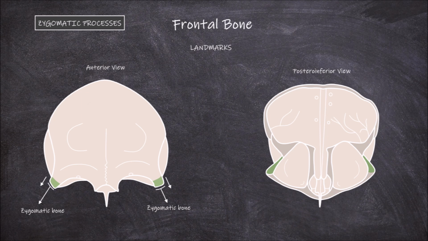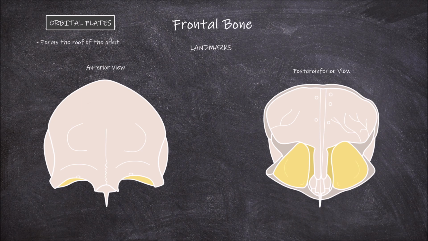The final regions of this bone are the two orbital plates. The orbital plates form the roof of the orbit. The orbital plates have two surfaces. The first of these surfaces is the orbital surface. This surface is concave in shape and smooth.